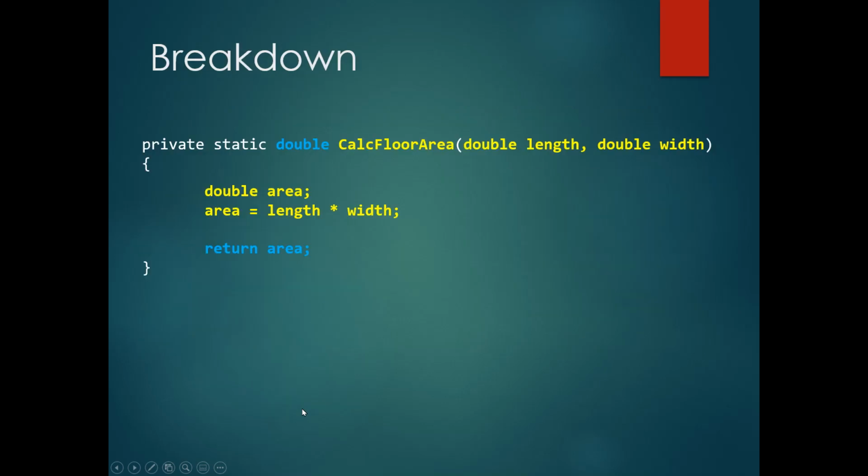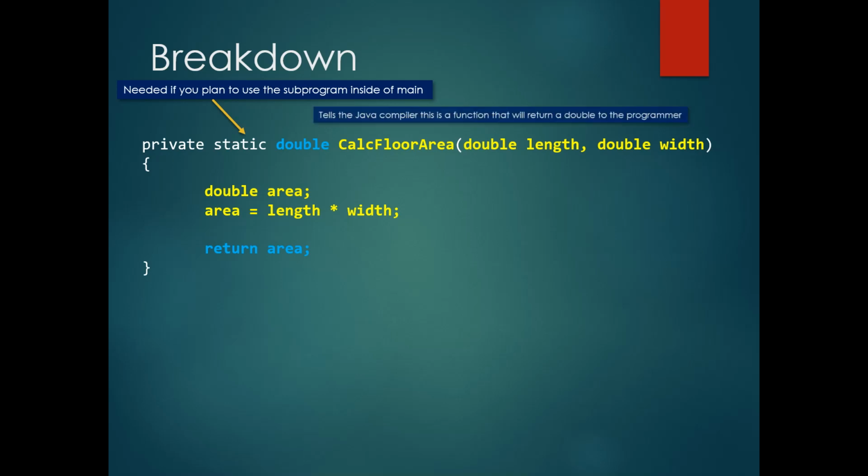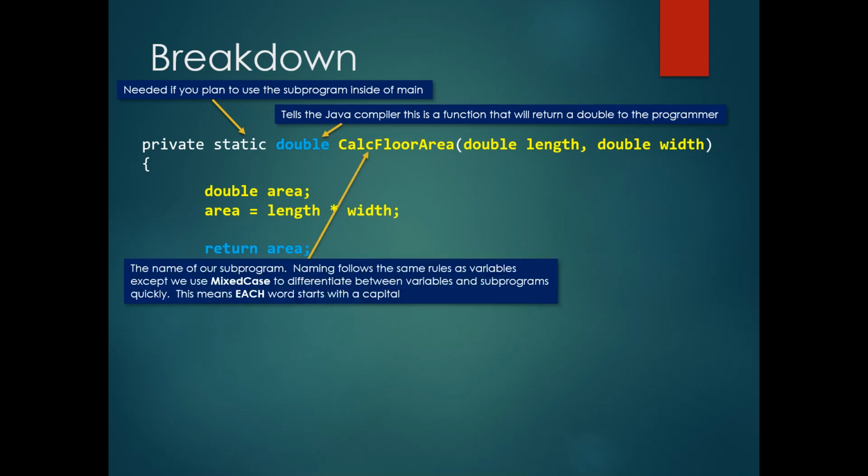Okay, so let's break this down just like before. We have our static because we're creating something outside of the main. This time we have a return type that represents the type of data we're going to be giving back. Then we have our identifier, which is descriptive. It tells us exactly what we're doing. We're calculating something. What are we calculating? We're calculating the area. What are we calculating the area of? We're calculating the area of the floor. So that one simple name tells me everything I could possibly need. Calculate floor area. Got it.